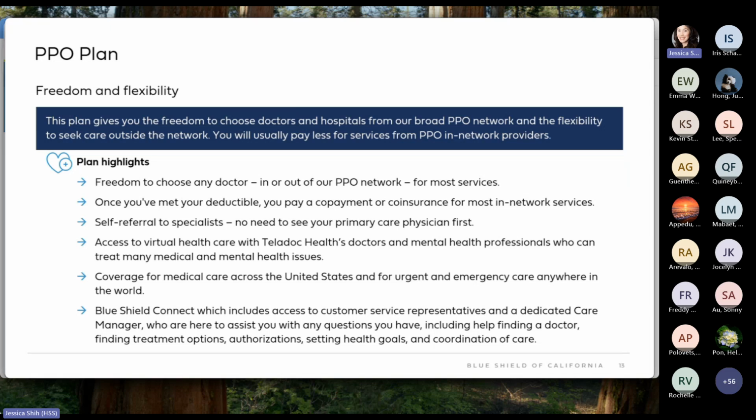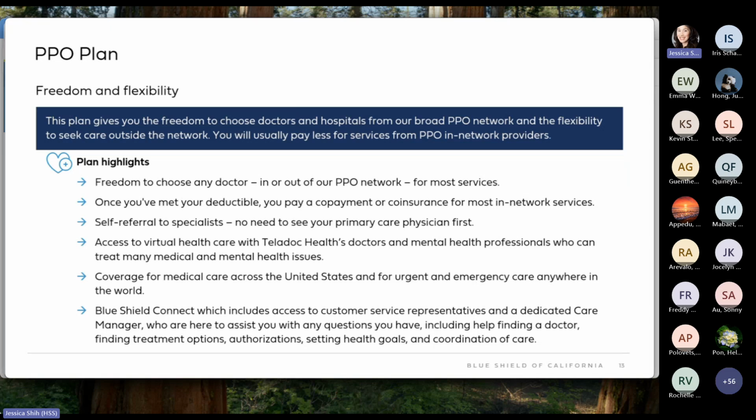Members have access to virtual health care via Teladoc. Members have coverage for medical care across the United States for urgent and emergency care anywhere in the world. And newly added effective 2025 is Blue Shield Connect, which includes access to customer service representatives and a dedicated care manager who are here to assist you with any questions you have, including help finding a doctor, finding treatment options, authorizations, setting health goals, and coordination of care.